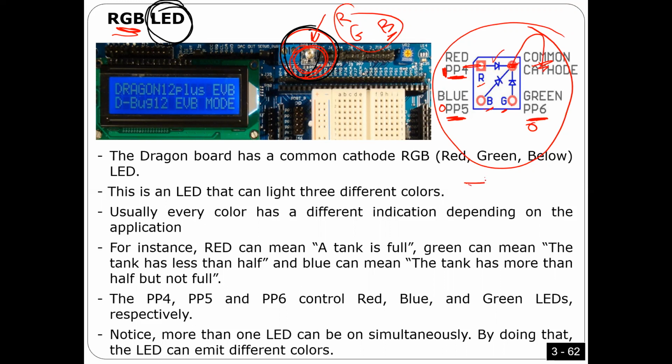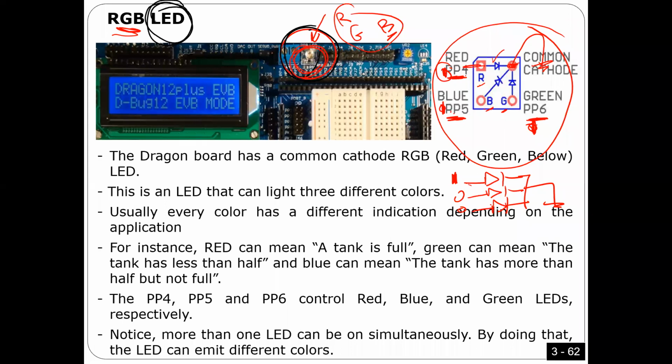So it is like you have 3 LEDs. All of them are connected together to ground. The one that has a 1, you turn it on. The one that has 0, you turn it off. Very easy. If you want to turn the red on, put 1 on PP4 and then put 0 on the other ones. If you want to turn it blue, put 1 here and 0, 0. If you want to turn it green, put 1 here and 0, 0.